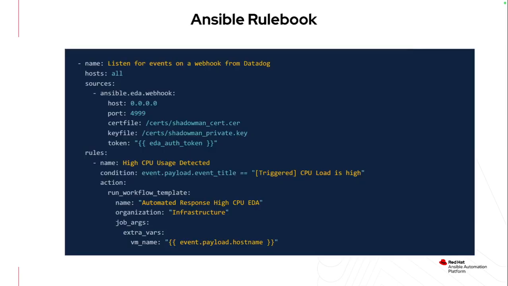From the Ansible side of things, this is a portion of the rulebook that I'm using. So as you can see, I've got it set up to listen to a specific port. I've added in my SSL certs and I've got a token.